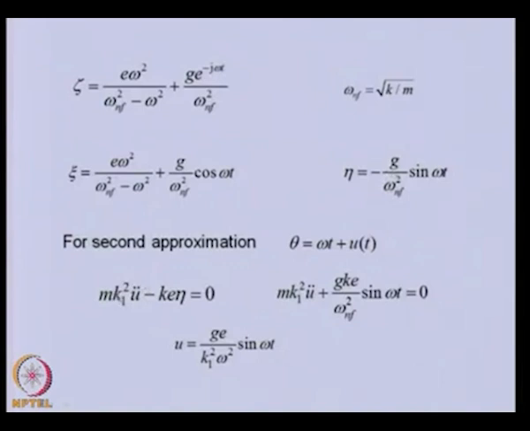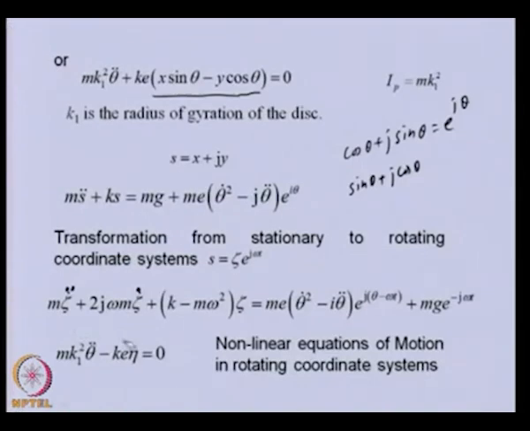Now you can see if we substitute, now as a second approximation, that means we want the updated solution. For that we are again introducing theta is equal to omega t plus u t, and substituting this in the third equation, which requires theta double dot. Theta double dot, you can see this will vanish, and this will give us u double dot t, and we substitute this in the moment equation. Basically with this we are trying to get the variation u t.